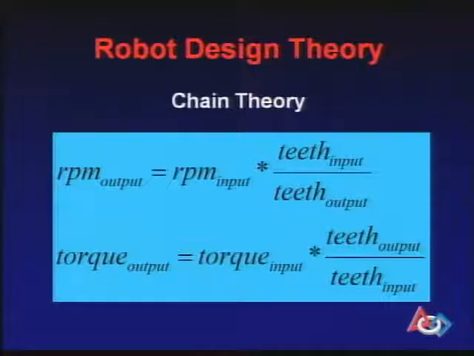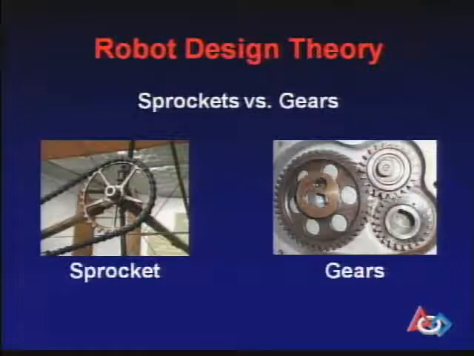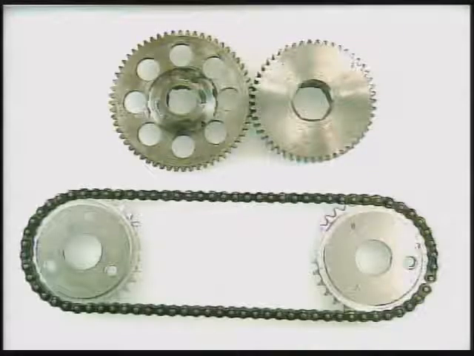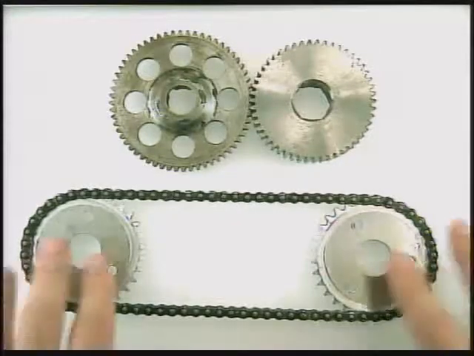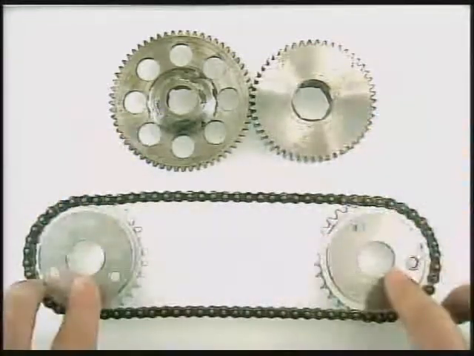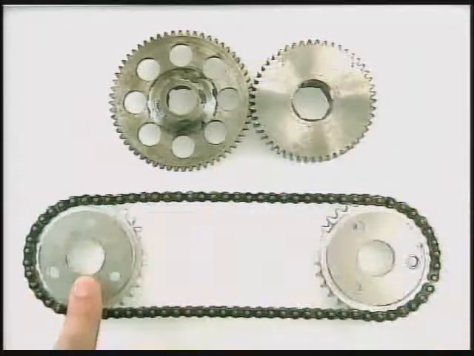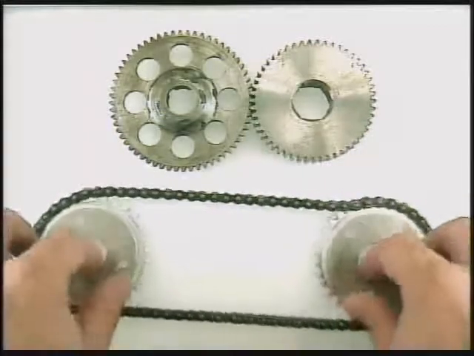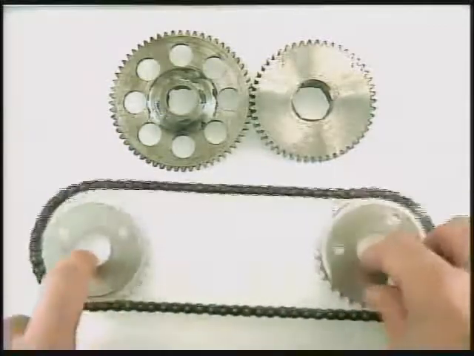Now let's talk a little bit quickly, while we're on the topics of chains and sprockets, about the difference between the two types of systems you'll see, sprockets and gears. I've set up a sprocket and chain system on the bottom here and two gears. You'll notice the sprockets are connected by a chain, and as I rotate one sprocket, the other one rotates.